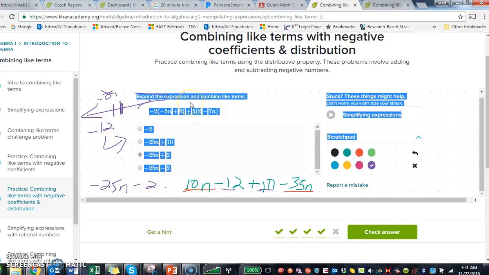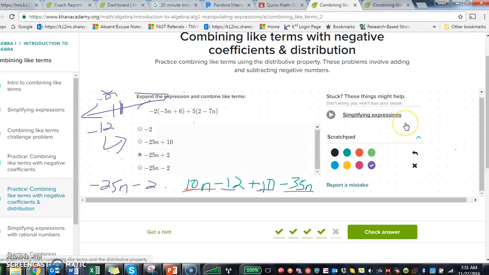Why it's acting so weird. Let's see if I can click around. There we go. Negative 25n. Well, that's our answer. So let's click on, well, wait a minute, I picked the wrong one. Negative 25n minus 2 is our answer.